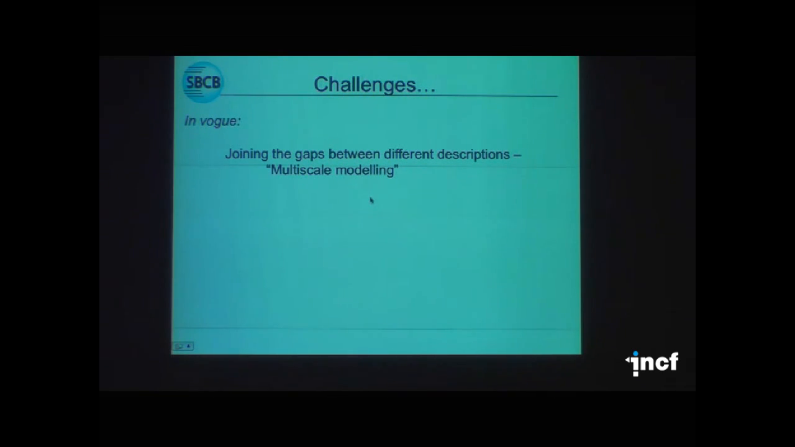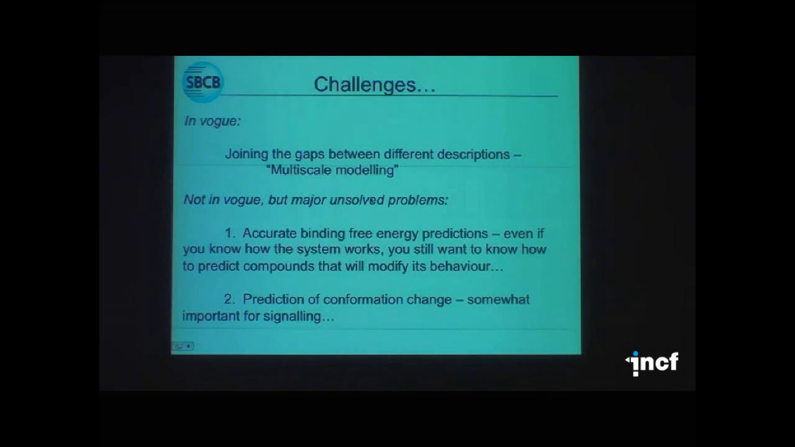What is perhaps less in vogue, but is still a major problem, is accurate prediction of binding free energies of small compounds. Even if you know how your system works in very great detail, you still want to be able to predict how a certain compound will bind to it and how it will interfere with it. As we heard this morning, you want to disrupt those networks, but you still want to be able to do that in a predictive manner. This is fundamental to that process. Related to that, and sometimes more difficult, but sometimes easier, is the prediction of conformational change. And obviously for signaling, that's very, very important.